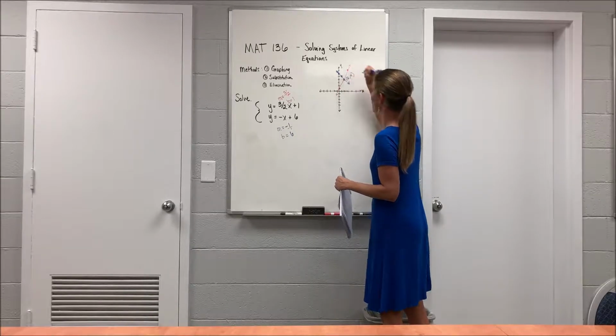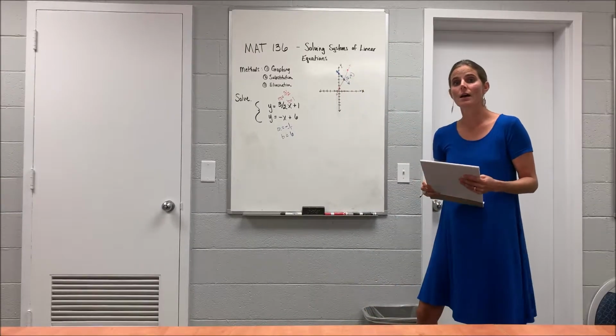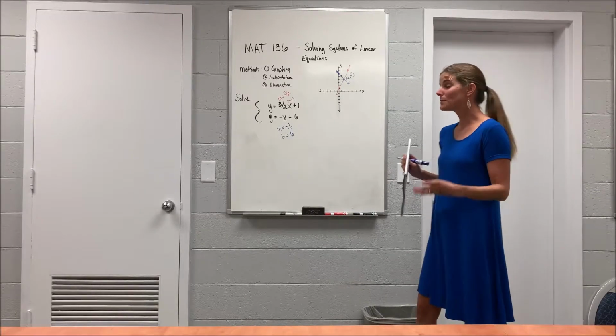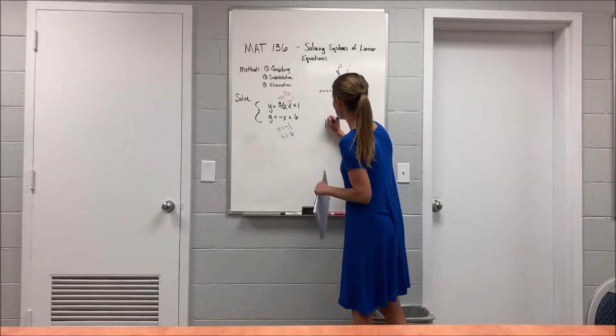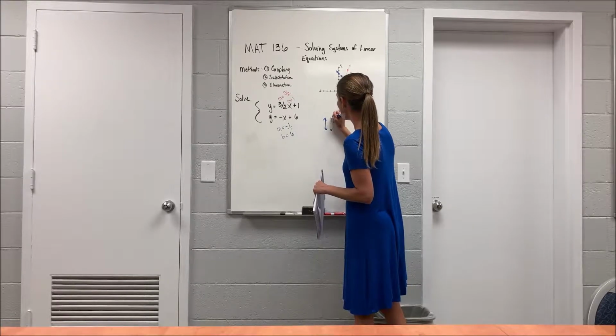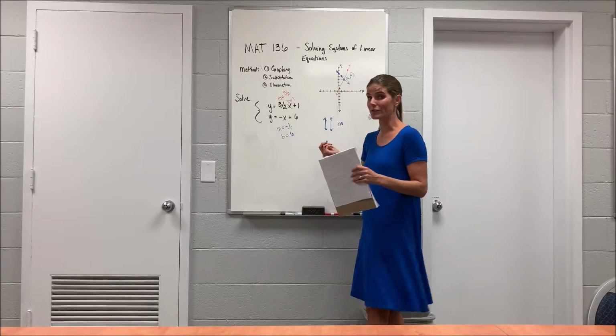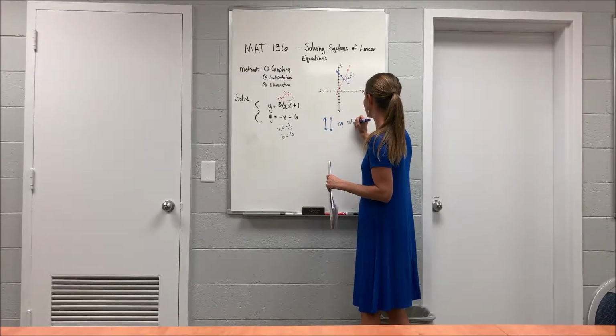So the point (2, 4) is our solution to that. So that is the answer to that problem. It is possible, if you have two lines that are parallel, which would mean they have the same slope, then in that case they don't intersect, so there's no solution.